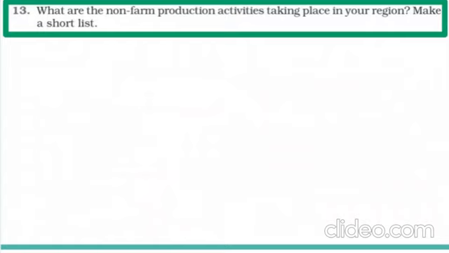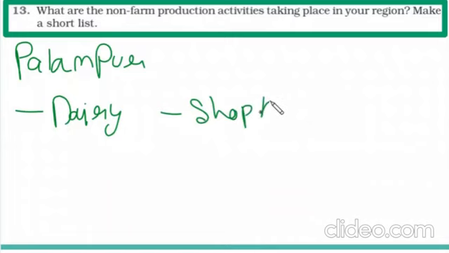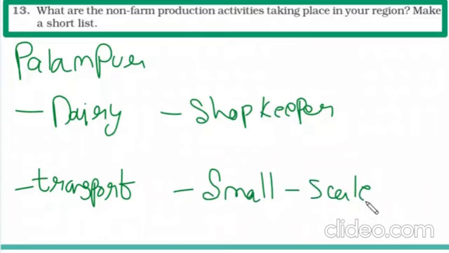Make a short list. Now students, what you have to do, we know in case of Palampur there were four non-farm activities. First one was dairy, correct? Second one was shopkeeper. Then we had transport, correct? And the last one was small scale industry, right? So these were the non-farm activities.